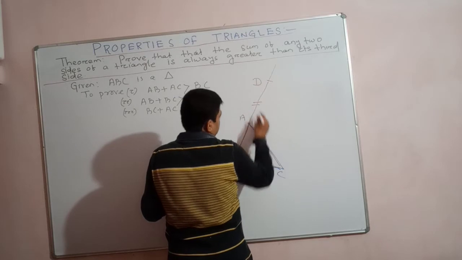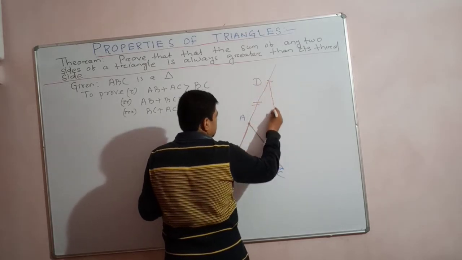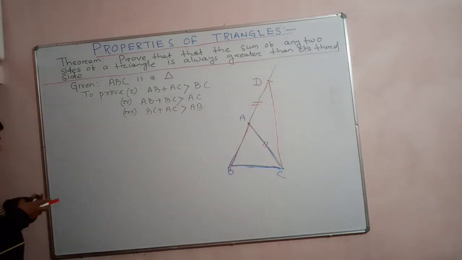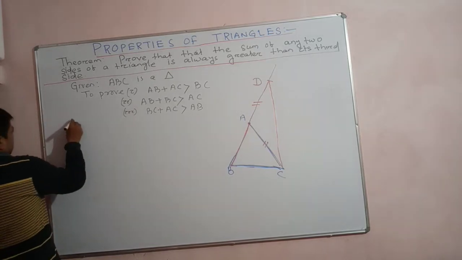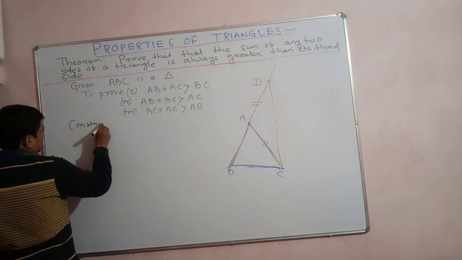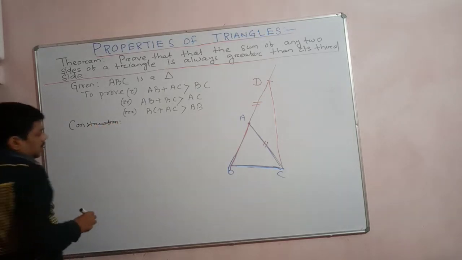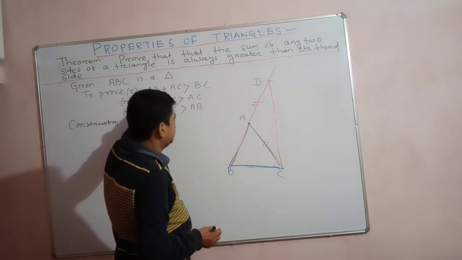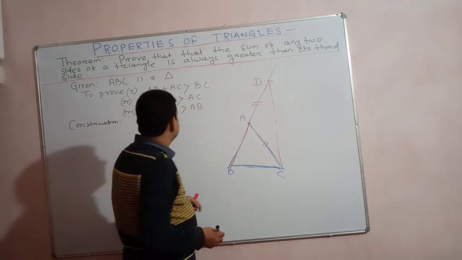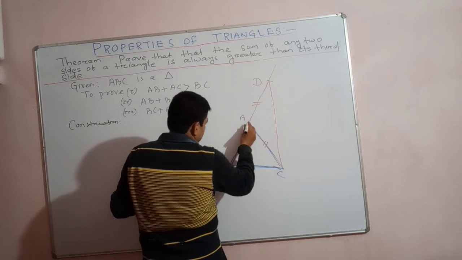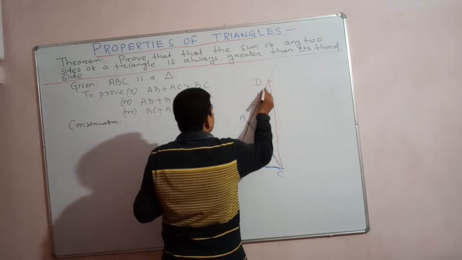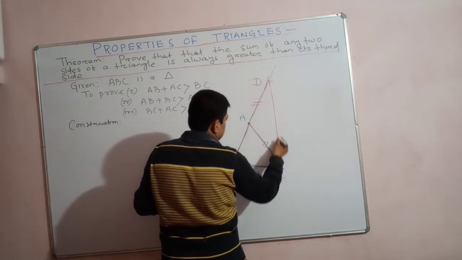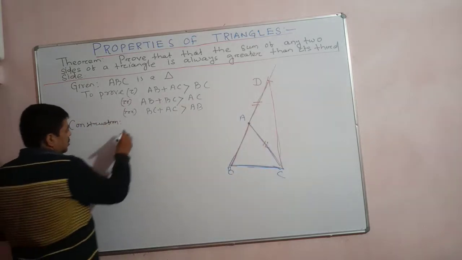such that AD is equal to AC, and join CD. Is the construction clear? Look here: AB plus AC is greater than BC. A is the common vertex of AB and AC, and B and C are the other two vertices. Since at vertex A the side BA has been extended up to D such that AD is equal to AC, and CD is joined. So what is the construction?